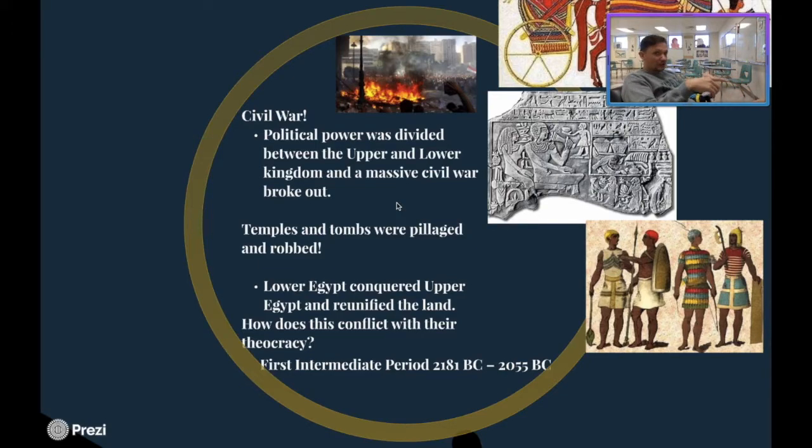But eventually what would happen, after a massive campaign of organizing the army and creating a more sophisticated army, Lower Egypt is going to conquer Upper Egypt and reunify all that land, which is actually surprising considering the fact that the capital of ancient Egypt, Memphis, is in Upper Egypt. You would imagine that they would have been more populated and then also more prepared for this war, but apparently not. So how does this conflict, though, with this concept of theocracy?